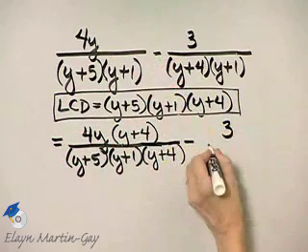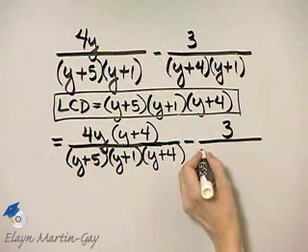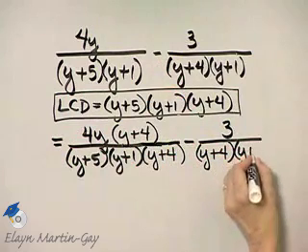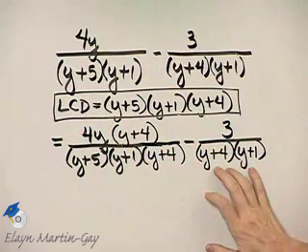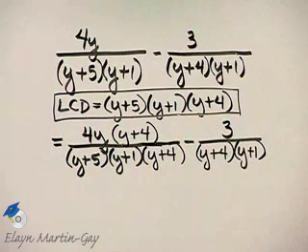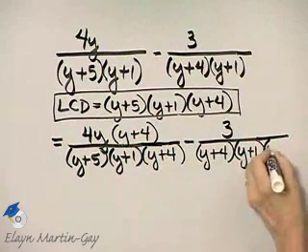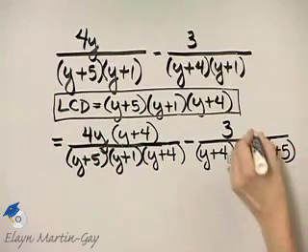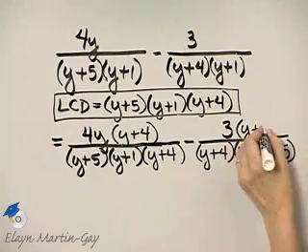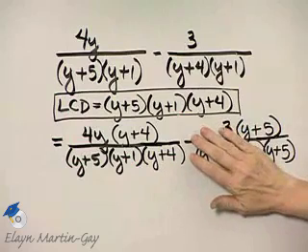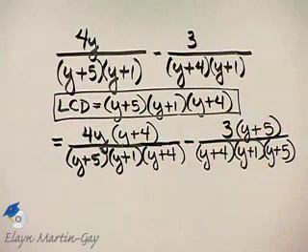Now I'm just writing down the second rational expression. I have y plus 4 over y plus 1. What is missing in the denominator to make it look like the least common denominator? What is missing is a factor of y plus 5. So I will multiply the denominator by y plus 5, which means I must also multiply the numerator by y plus 5, because then I'm multiplying by 1.